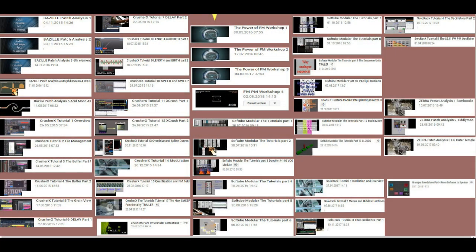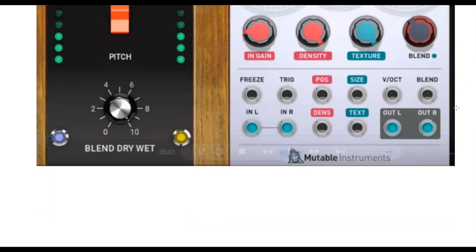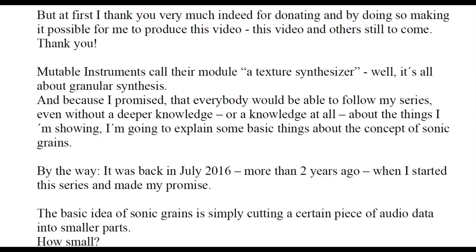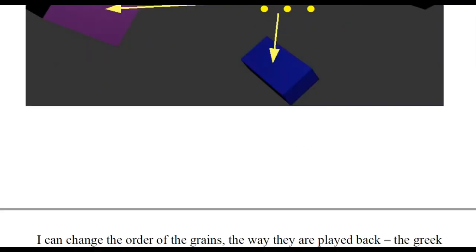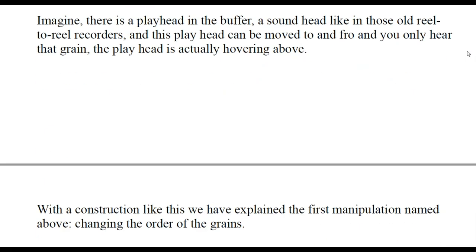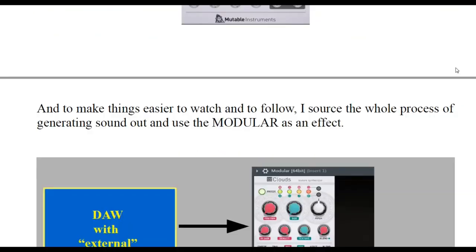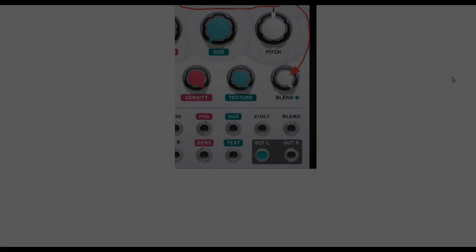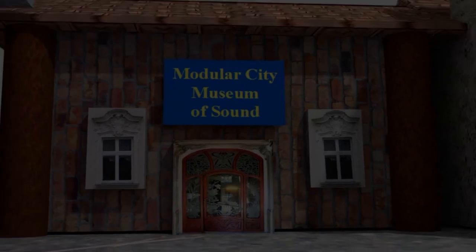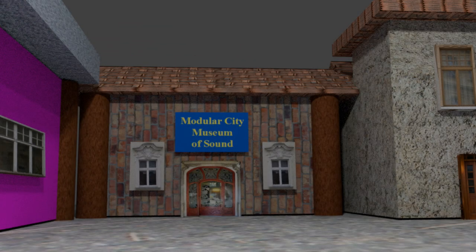And there is a library in the museum where you will find PDF documents about everything and every matter of Modular City, as well as a lot of stuff which is related to music, sound, sound design and synthesizers, even if it's not directly a part of our town. Okay then, welcome to all who want to spend a bit of their leisure time with us here in Modular City.